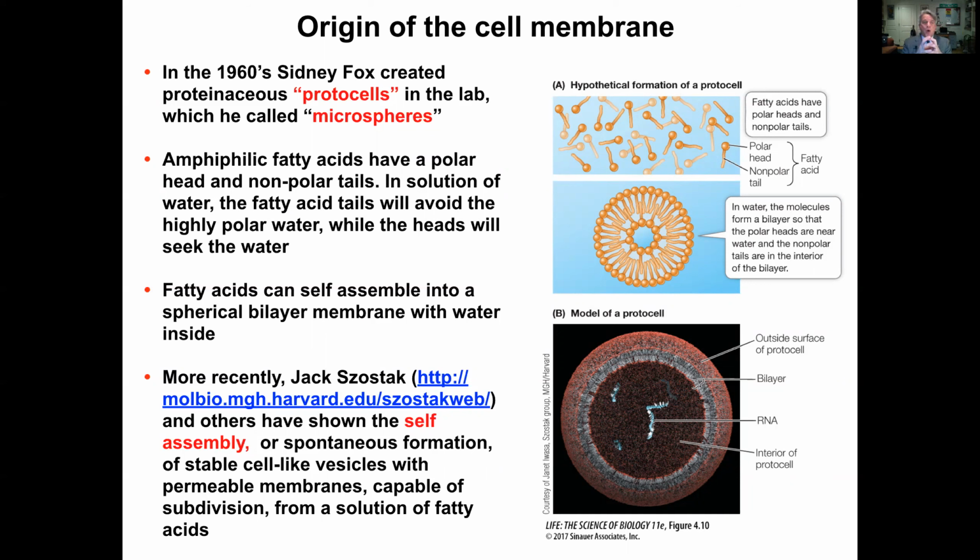In solution water, the fatty acid tails will avoid the polar water and the heads will seek the water, all right? So we make this, basically, this bilayer. So fatty acids can self-assemble into a spheric bilayer with water inside. And more recently, others, including this lab at Harvard, have shown self-assembly or spontaneous formation of stable cell-like vesicles with permeable membranes that are capable of cell division, or capable of subdivision, pardon me.